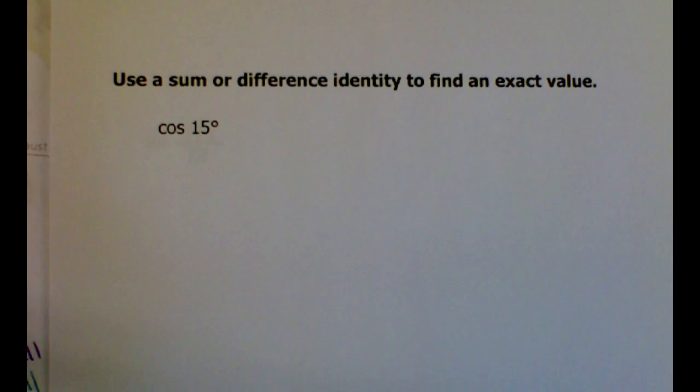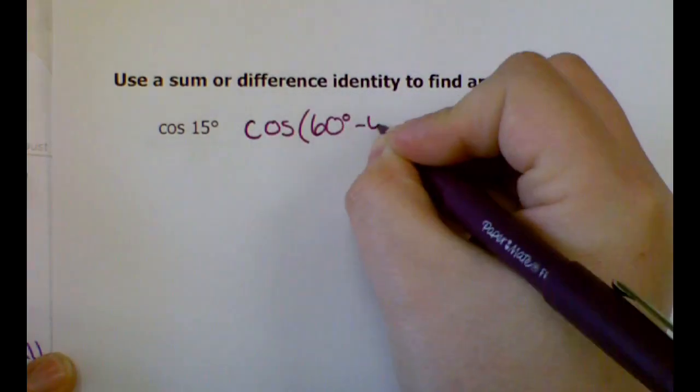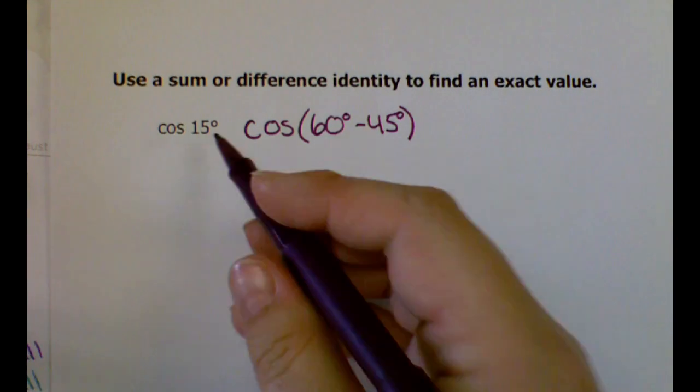All right, this is your extra examples for section 5.4. We'll use the sum or difference identity to find an exact value. To get 15 degrees, I could take 60 minus 45. Let's do cosine of 60 degrees minus 45 degrees. It doesn't matter which numbers you choose as long as they make that 15.